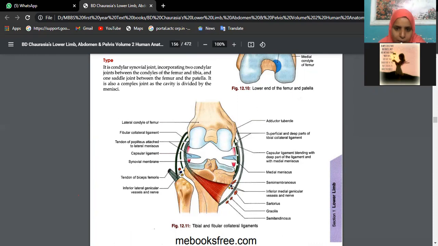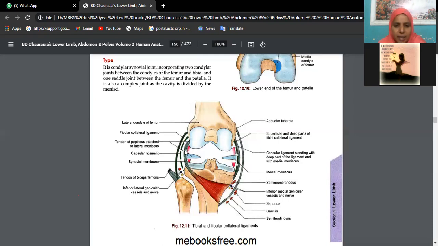Okay, tibial collateral ligament. You can see it is splitting into two slips. This is the superficial slip and this is the deep slip. Over the superficial slip, we have the muscles attached: gracilis, sartorius and semitendinosus. Between the superficial and deep slips, we have semimembranosus and the genicular vessels and nerves, the inferior medial genicular vessels and nerves. Then laterally we have the fibular collateral ligament, from the lateral epicondyle of the femur to the head of the fibula. And deep to this we have the inferior lateral genicular vessels and nerves.